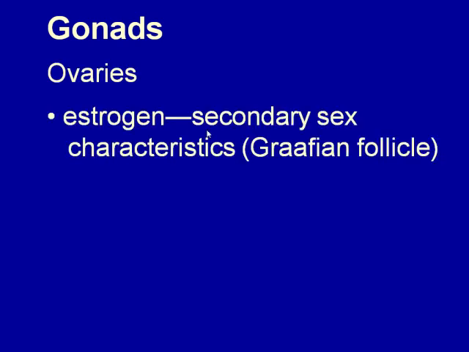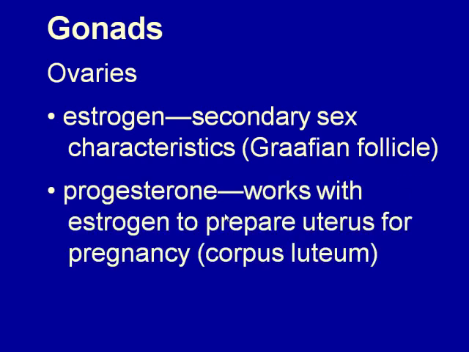The gonads, the ovaries and the testes, are also dual-duty organs. The ovaries secrete estrogen, which helps develop the secondary sex characteristics of the female, and estrogen is secreted by the Graafian follicle, the area where the egg is developing. And then progesterone works with the estrogen to prepare the uterus for pregnancy. Once the egg is released from the Graafian follicle, the structure that's left behind is called the corpus luteum, and it is the corpus luteum that produces the progesterone.